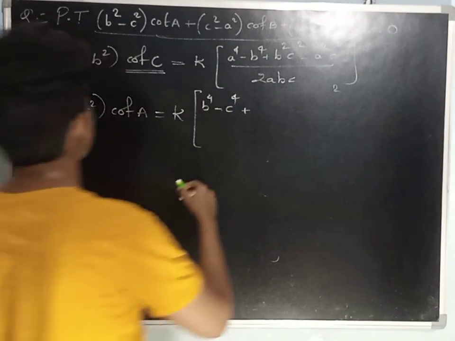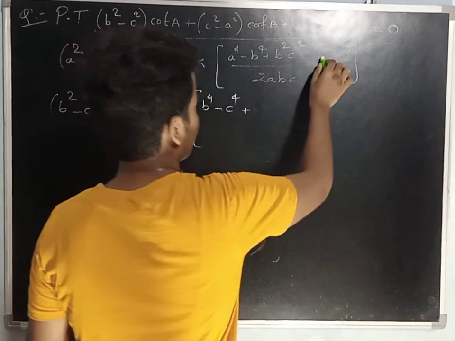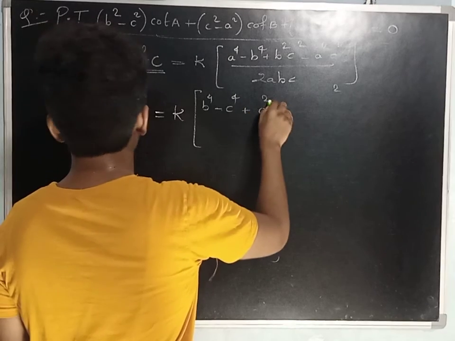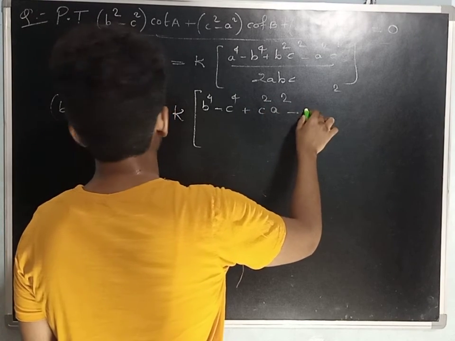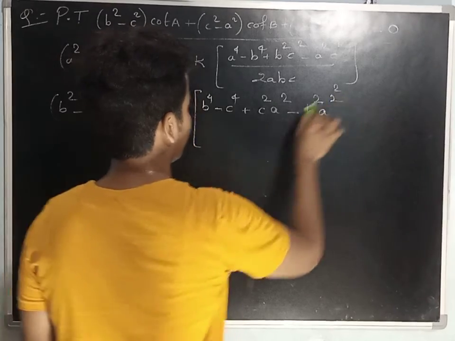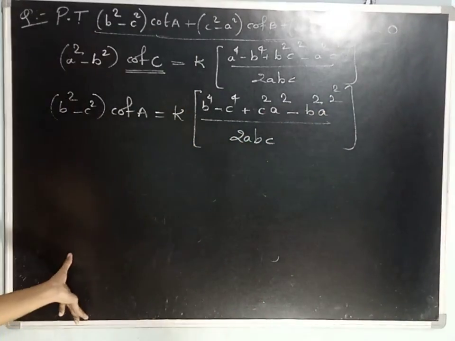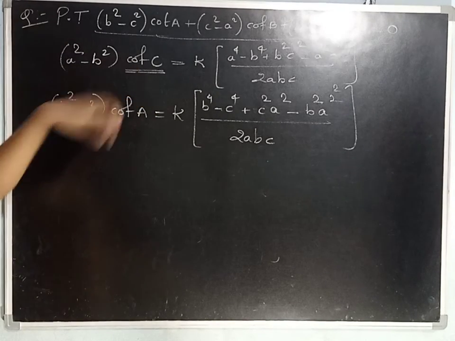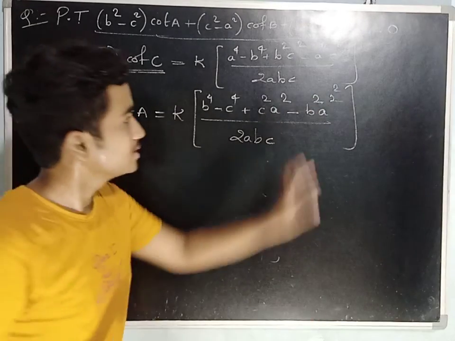plus (b square minus a square) into c square, c square a square minus b square a square, by 2abc. Using the same method I have used for this, if you apply the same method for this also, we are going to get this part.